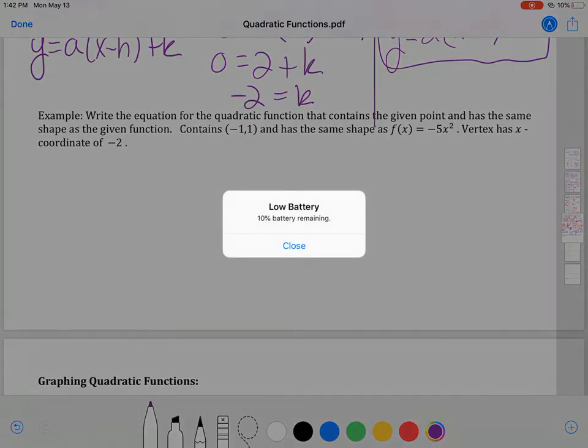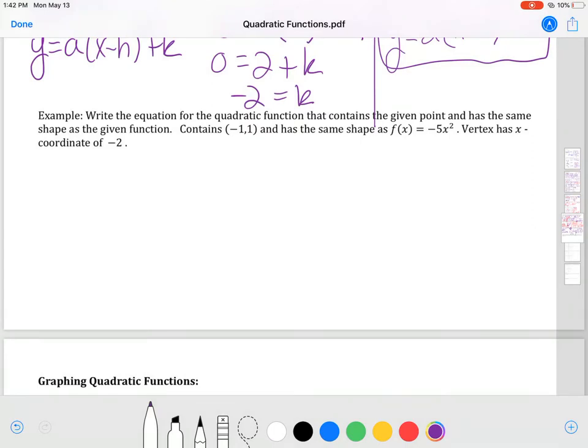Okay, last question. It's giving me that my a is -5. It's giving me a point (x, y). And it's telling me that my vertex has an x-coordinate of -2. So again, we have to find the value of k, but we have everything else. Here's our standard form.